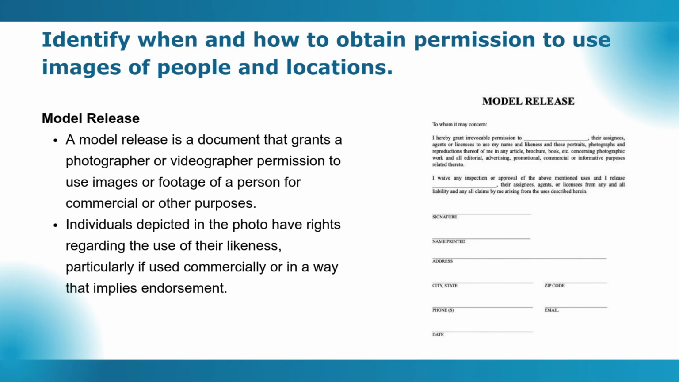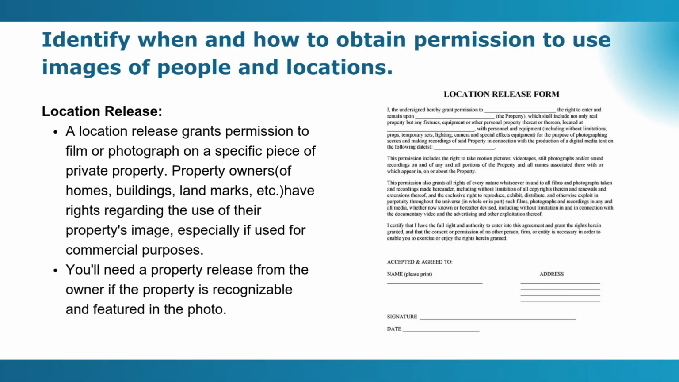Individuals depicted in the photo have rights regarding the use of their likeness, particularly if used commercially or in a way that implies endorsement. A location release grants permission to film or photograph on a specific piece of private property. Property owners of homes, buildings, landmarks, etc., have rights regarding the use of their property's image, especially if used for commercial purposes. You'll need a property release from the owner if the property is recognizable and featured in the photo.